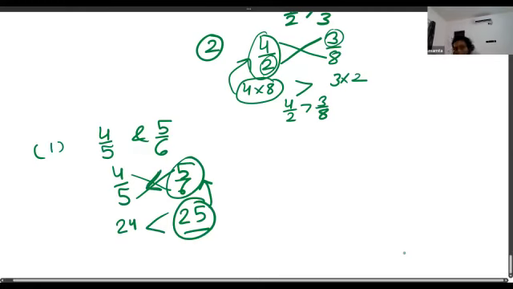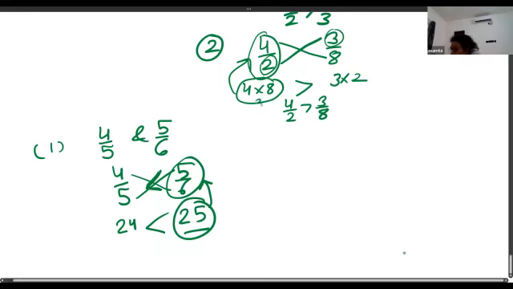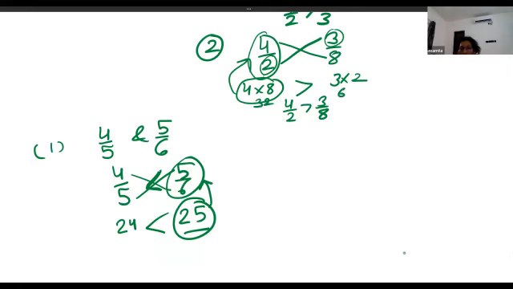Ma'am, but you said whenever we are comparing any unlike fraction, it will always be the small one. No, the larger value. Here also we have seen the larger value. 4 into 8 is 32, and 3 into 2 is 6. So 32 was greater than 6. Okay, ma'am. Always see the larger value.